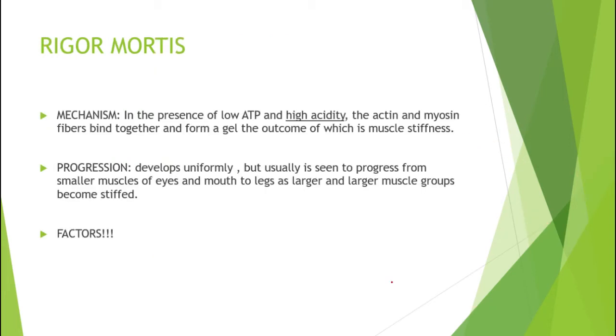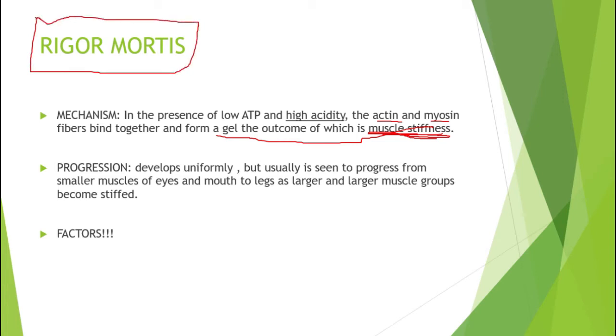Rigor mortis. In the presence of low ATP and high acidity, the actin and myosin fibers bind together and form a gel. And the outcome of this formation of gel is the muscle stiffness. And you won't call it muscle stiffness, you will need to sound a little more sophisticated, a little more modern, so you will call it rigor mortis. So let's ignore this second bullet point and go to the next one.